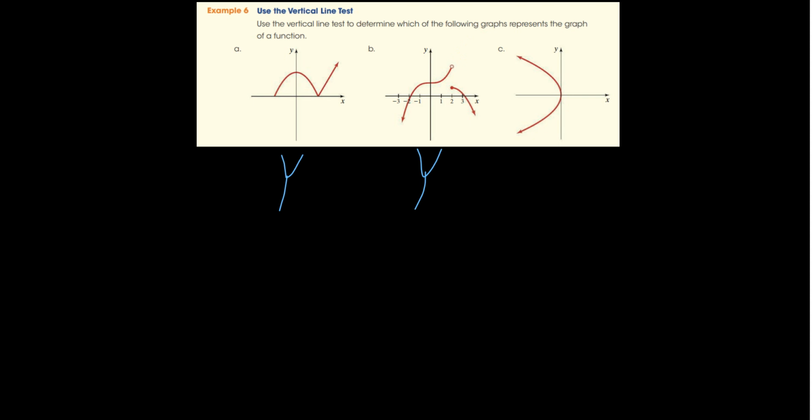All right. Anyways, but if I take a vertical line to C, well, obviously we're crossing at more than one point, aren't we? So this would be a no. That's it. Vertical line test is pretty easy, isn't it?